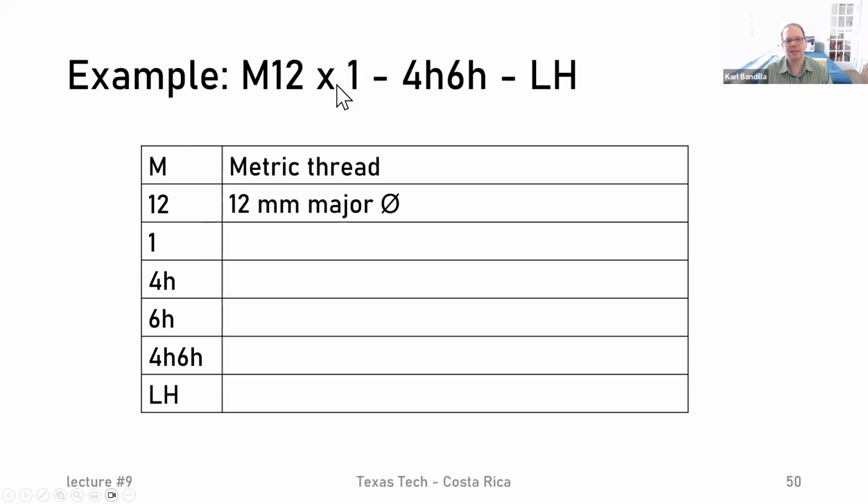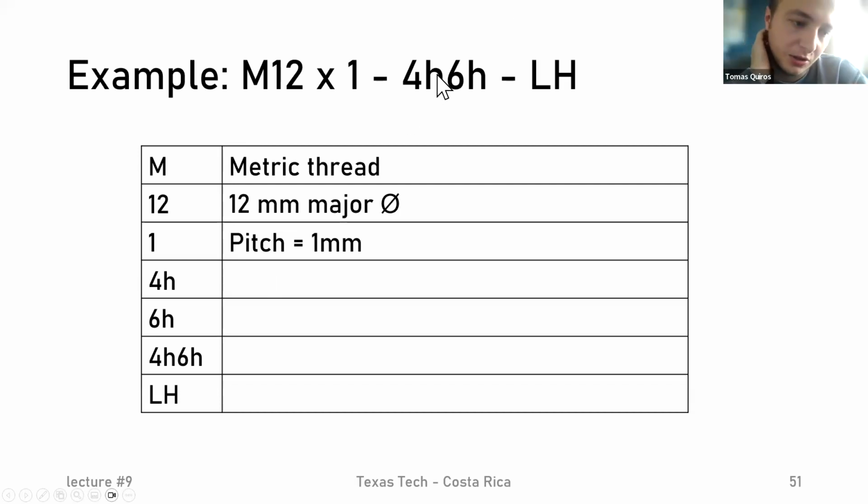Then what does the 1 stand for? It's the next number. The pitch. The pitch, right? So how far is one thread from the next? In this case, 1 millimeter. Then what do we have next? What does the 4H stand for? The pitch tolerance. Very good.